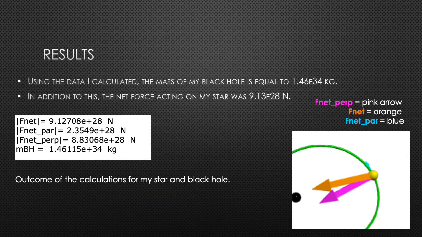All of these calculations resulted in me getting a black hole with a mass of 1.46 times 10 to the 34 kilograms and a net force acting on my star equal to 9.13 times 10 to the 28 newtons. You can see on this slide the forces that are acting on my star, as well as the outcomes of the calculations for my star and my black hole.